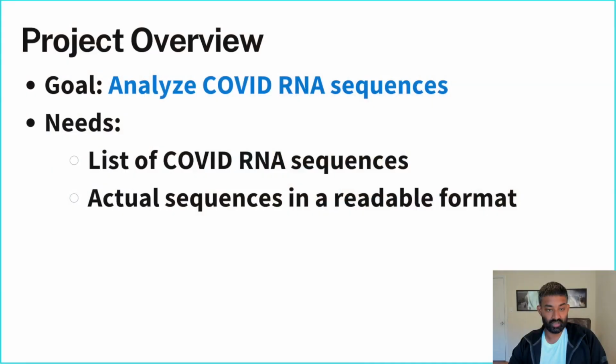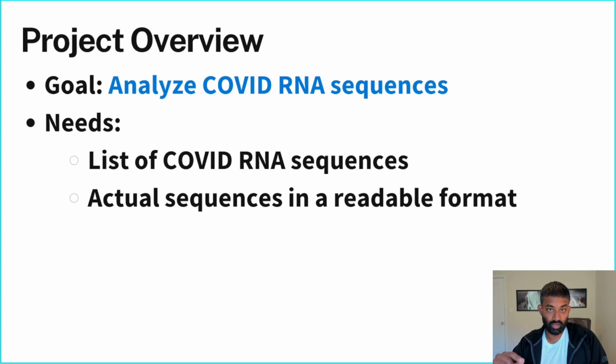So I'm going to start off with a little presentation just because there are a few complexities to what we're going to be working through today. So our goal today is going to be to download and analyze RNA sequences of COVID and two of its major variants, Delta and Omicron.